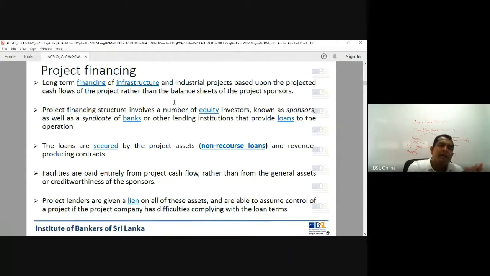So, what is the income generating capacity? I'm looking at that. The balance sheet, the wealth and the creditworthiness, all those things of the sponsors are secondary. Primarily, I will look at the cash flows of the project when I take my primary decision on lending. Project financing structure involves a number of equity investors known as the sponsors, as well as a syndicate of banks, several banks, or other lending instruments that provide loans to the operation, right?